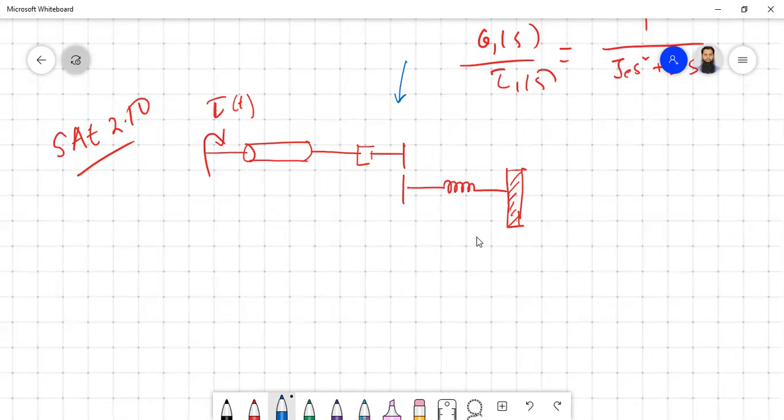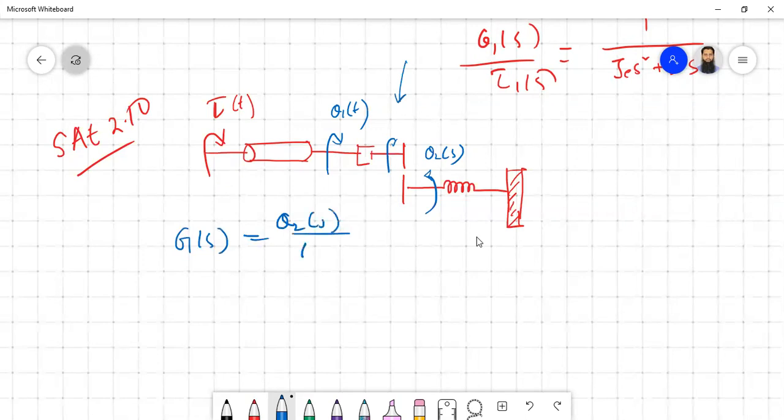But there should be one angular displacement theta 1 here. There should be another one here or here, same thing. So basically that will be your theta 2 coming here. Okay, so now let us try to find out the equivalent diagram of it. What you have to find out is G of s equal to theta 2 s by tau s.